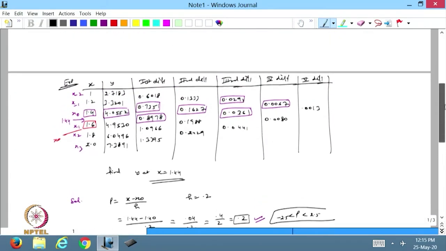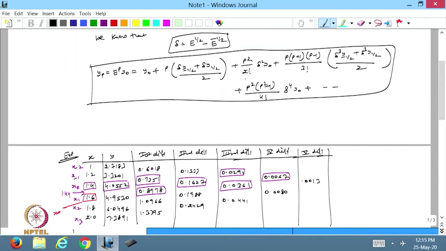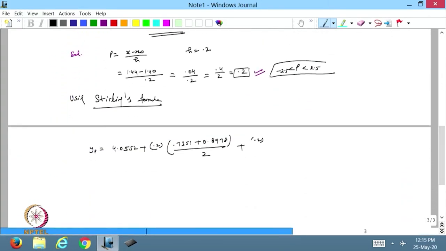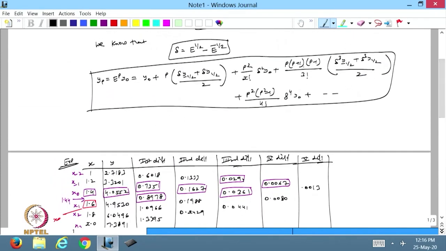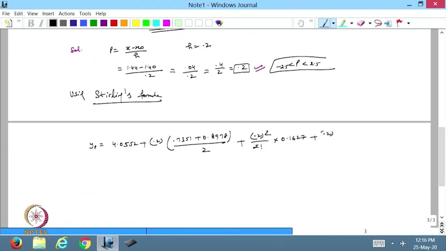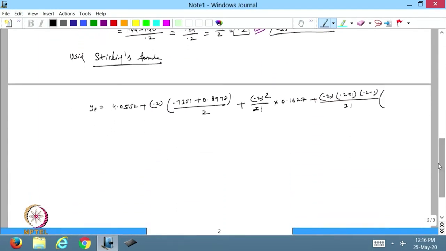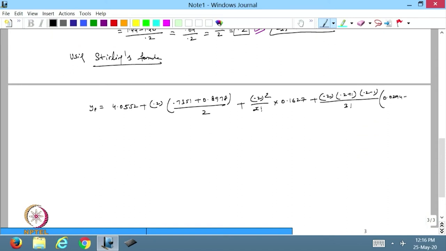The next term will be p square by 2 factorial. So it will be p square by 2 factorial multiplied by 0.1627. Then the next term will be p, p plus 1, p minus 1 by 3 factorial, and the average of the next two values, which is 0.0294 plus 0.0361 by 2. And then the last one will be p square.